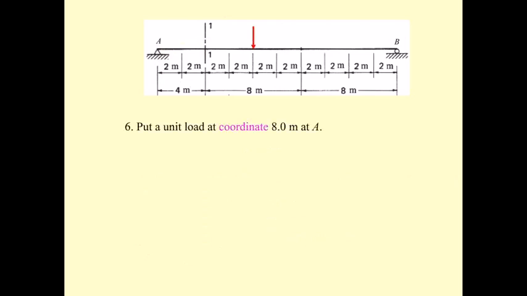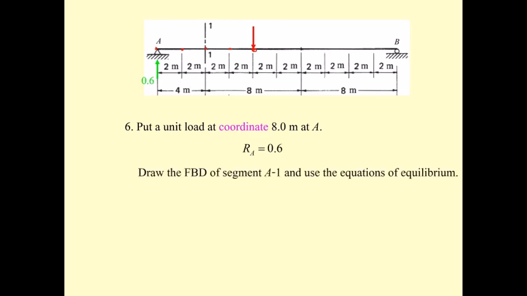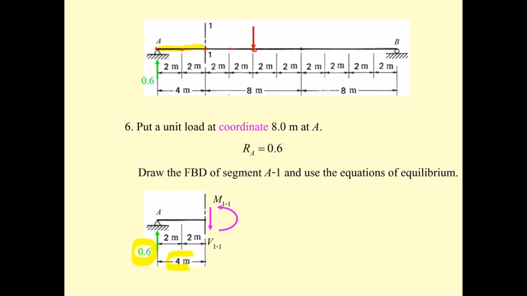And then you move here. Now it's going to be what? The reaction is going to be 1, 0.9, 0.8, 0.7, 0.6. Okay, so 0.6, and the free body diagram is only on the same portion as before. Just consider only this portion. Okay, and then you have this. So the shear is going to be 0.6, and the moment is going to be 0.6 times 4. Okay, and then you get 2.4.